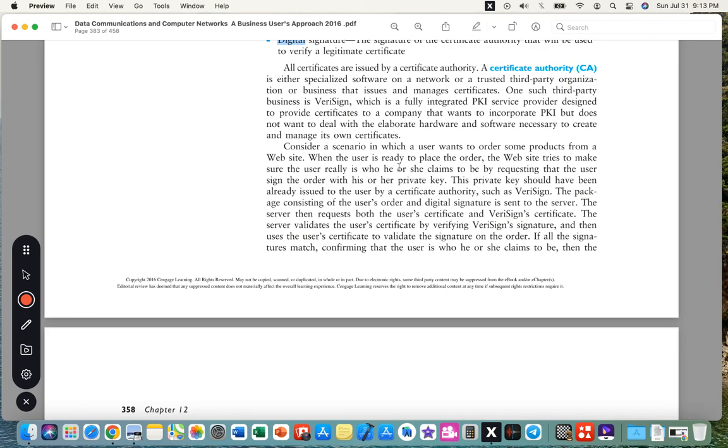The certificate authority. All certificates are issued by a certificate authority. A certificate authority is either specialized software on the network, or a trusted third-party organization or business that issues and manages certificates. It's either one of these three.